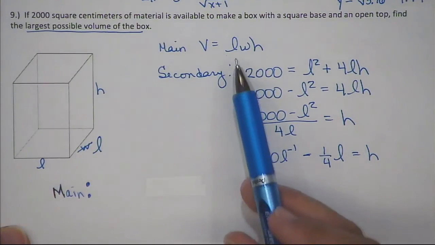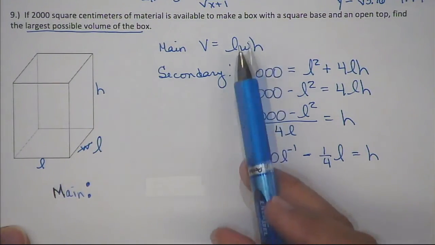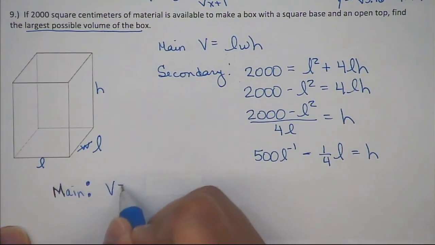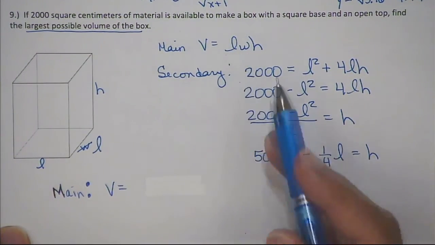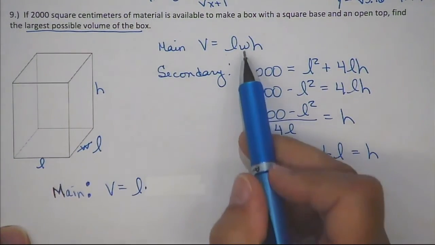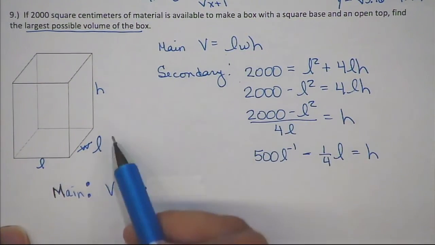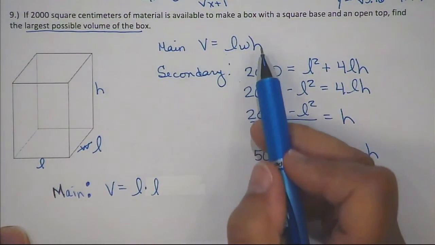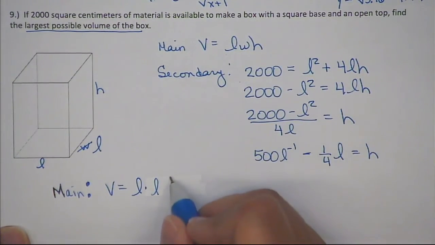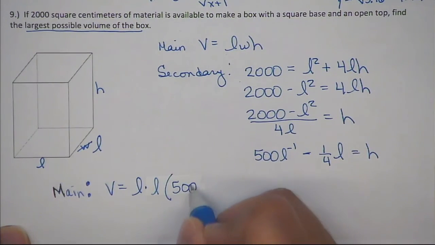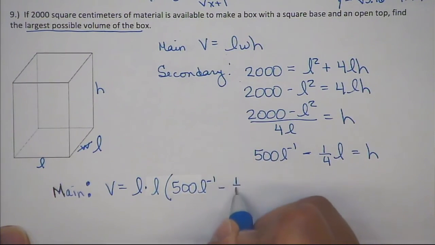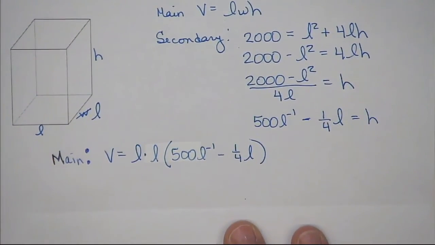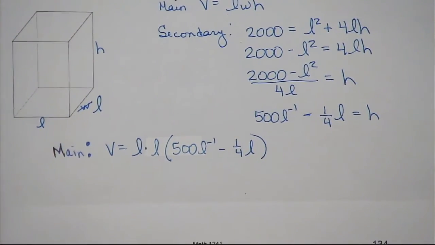So now I'm going to take the main equation and write it all in terms of L. All right, so we have L, which is the length, times, and instead of W, I'm going to put in L, because that was the box down there, or the square. And then times H, which I'm now going to use this 500 L to the negative 1 minus 1/4 L. So now everything is in terms of L. And I'm going to simplify this before I take the derivative.